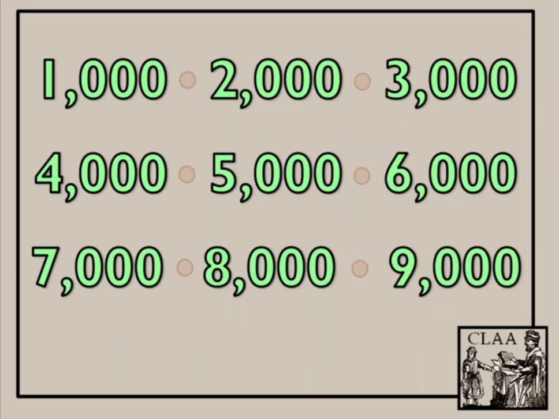Now, if you know how to count from 1 up to 9, and I know you do, you can count all the way up to 9,000. Let's count from 1,000 up to 9,000. Point to each number and read it with me. 1,000, 2,000, 3,000, 4,000, 5,000, 6,000, 7,000, 8,000, 9,000. You can count all the way up to 9,000, and you're only in Petty School.